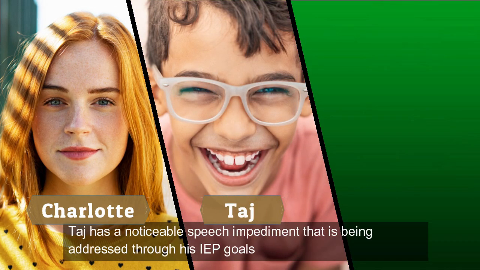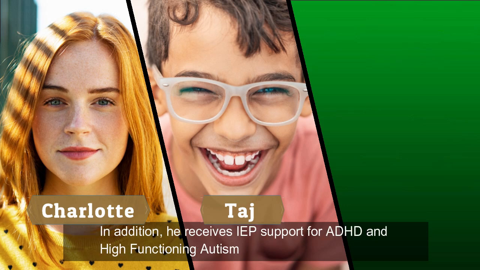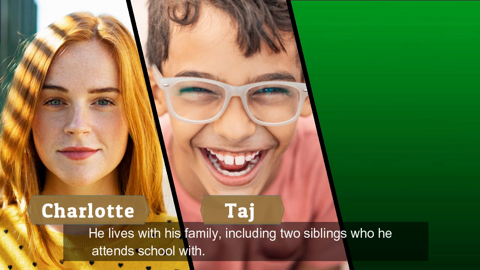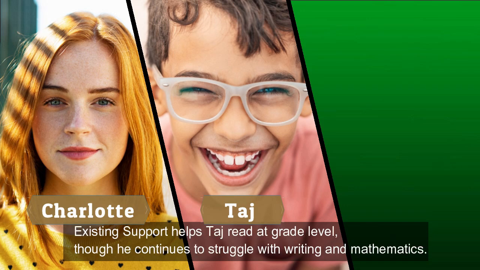Now, let's meet Taj. Taj has a noticeable speech impediment that is being addressed through his IEP goals. In addition, he receives IEP support for ADHD and high-functioning autism. He spends most of his time in the general classroom with 1 hour a day of pull-out support. He lives with his family, including 2 siblings who he attends school with.